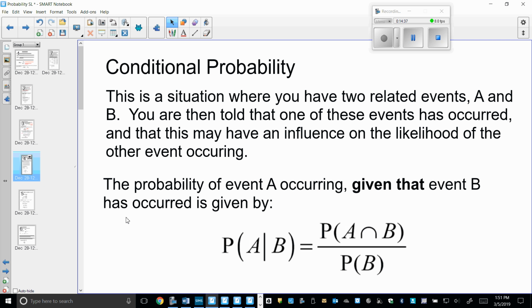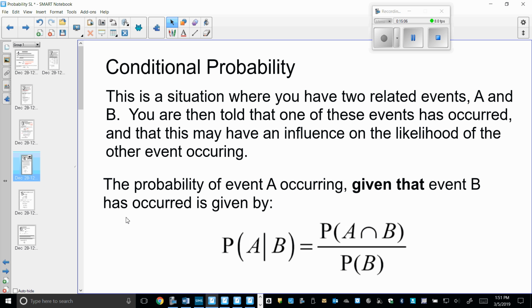Right, conditional probabilities is where it starts to get a little bit more complicated, because we're limiting our population, if you like. We're limiting our sample space. So in this kind of situation, what we're saying is the probability of A happening given that B has happened.